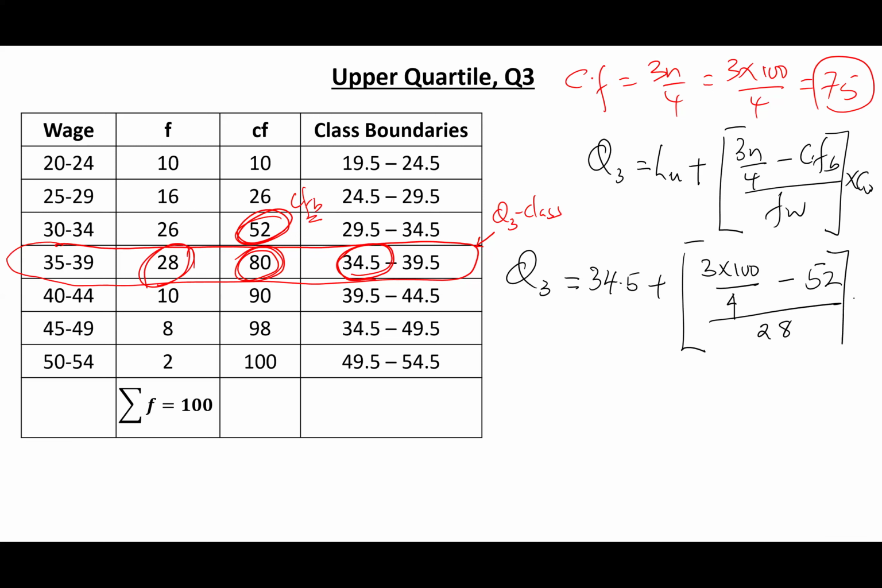What is our class width? Just look at the difference here, 19.5 and 24.5, 24.5 and 29.5. What's the class width there? Anybody? Class width is 5. In the chat, someone is saying it is 5. So you can give me the upper quartile.